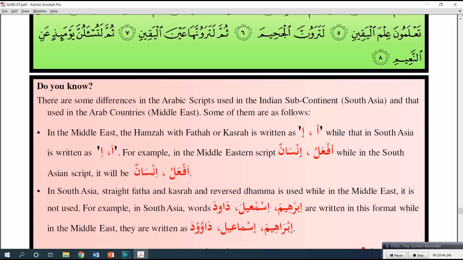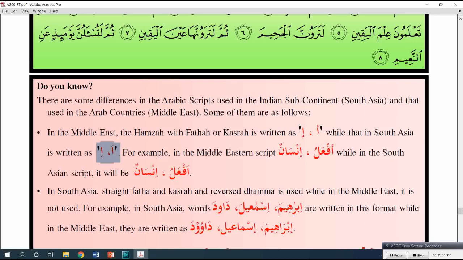Please note this one, that in the Indian subcontinent, especially South Asia like India and Pakistan, their font or Arabic script might be different from Arab countries. In the Middle East, you can say Hamadah in that way. This is the style. You can see this one, A, E, like this. But in India and Pakistan, they appear in this way, A, E, like this. So this is just a font difference. Similarly, you can see other examples.